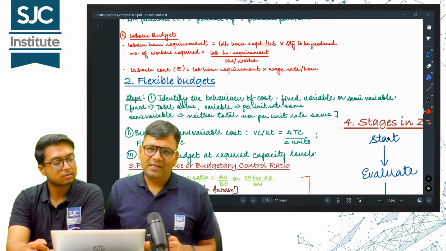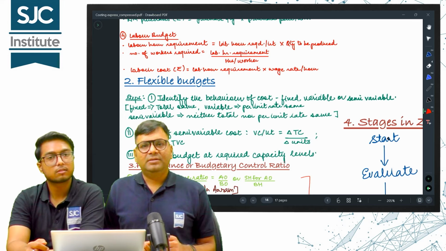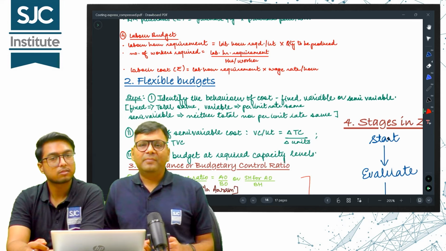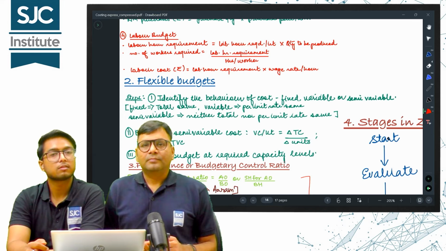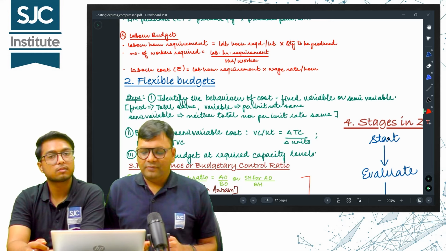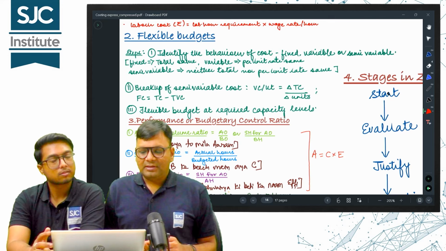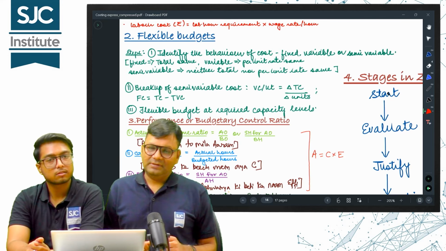The calculation will be variable cost per unit is equal to change in total cost by change in units. Sometimes the breakup may be given in the question. And if you have to find fixed cost, it will be total cost minus total variable cost. Third step is to prepare the flexible budget required at various capacity levels.